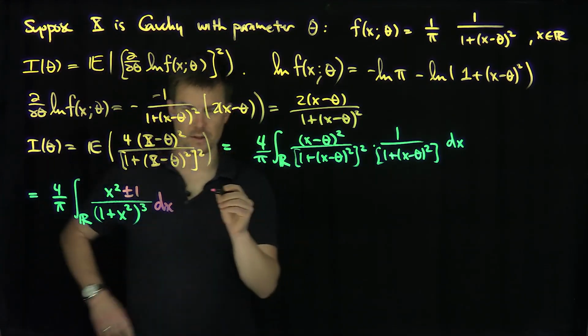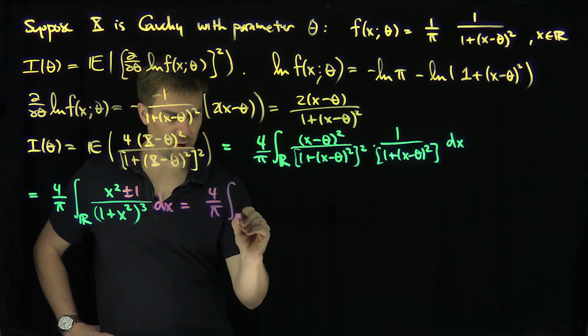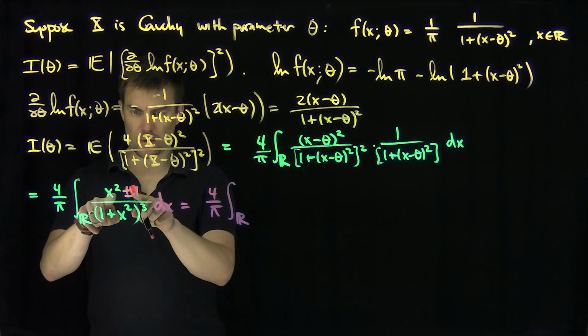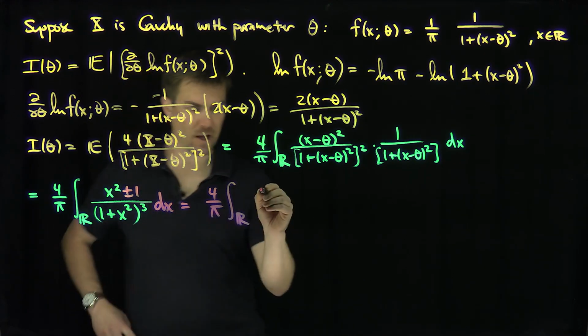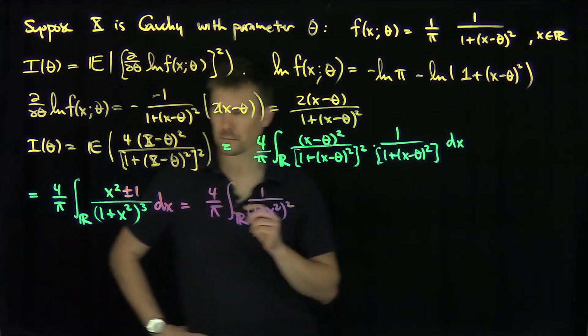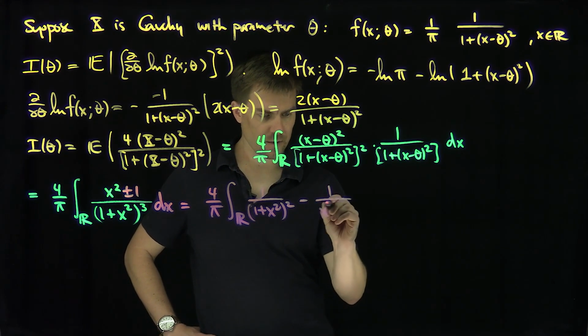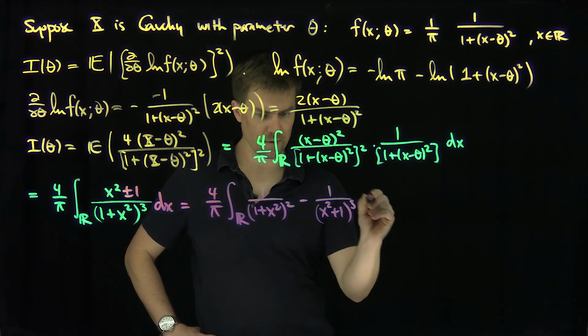And if I do that, I'm going to get the following. I'm going to have 4 over pi, integral over R. And then if I have x squared plus 1 over (x squared plus 1) cubed, that's going to be a 1 over 1 plus x squared. And then I'll have a minus 1 over (x squared plus 1) cubed dx.